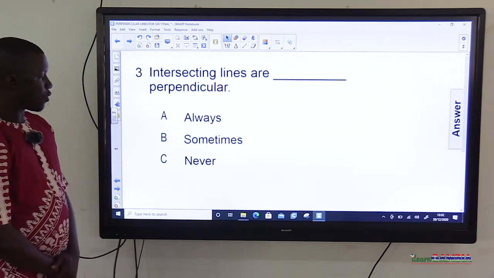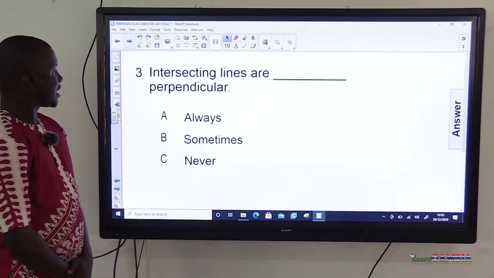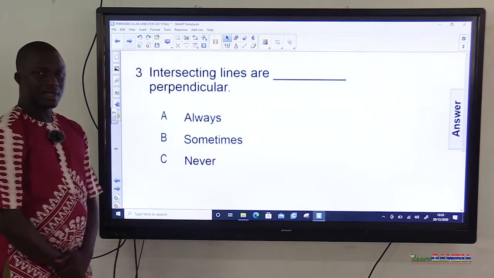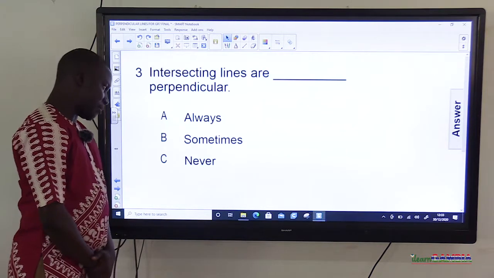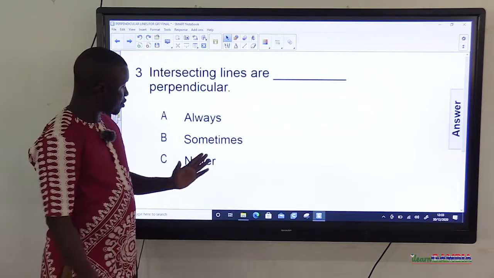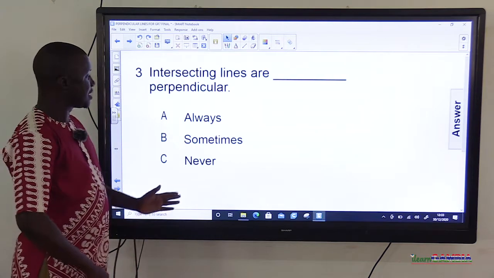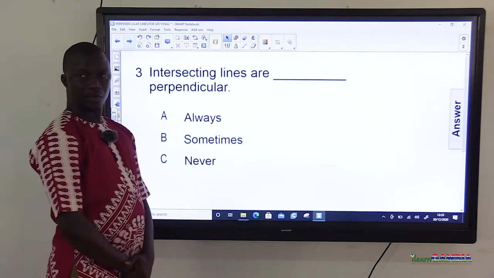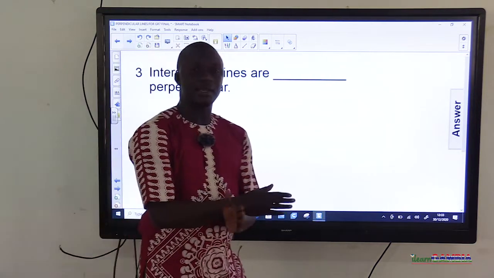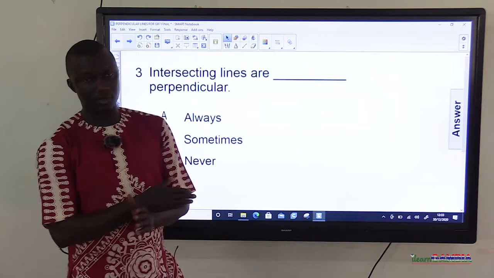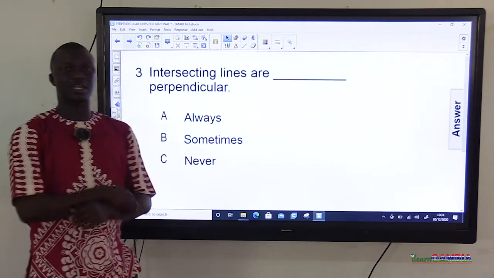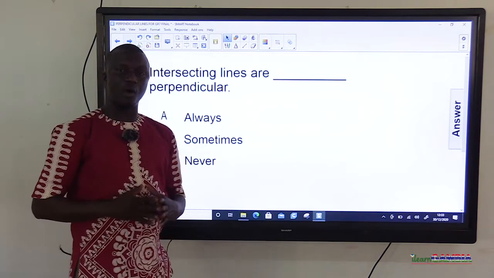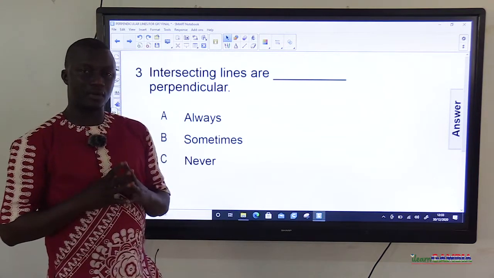And then here we have a question. Intersecting lines are thus perpendicular. A says always perpendicular, B reads sometimes perpendicular, and C says never perpendicular. Intersecting lines are sometimes perpendicular. They can intersect without forming 90 degrees at their point of intersection, and these two lines are still intersecting lines, but they are not perpendicular. In order for them to be perpendicular, they must form a right angle at the point of intersection.